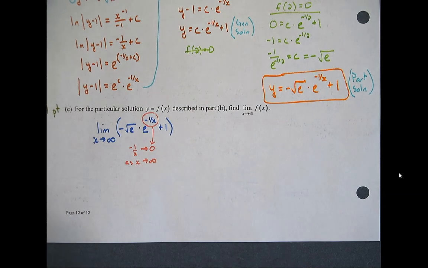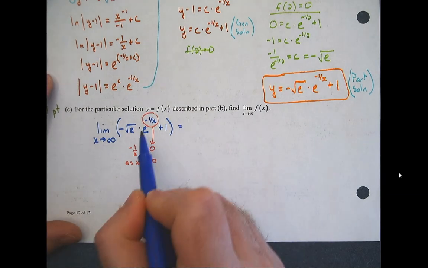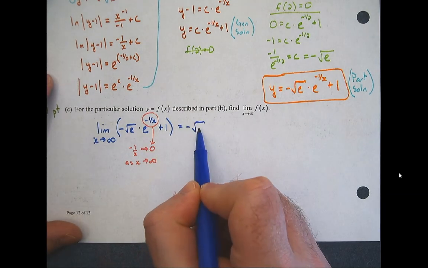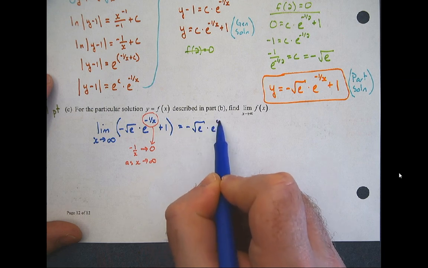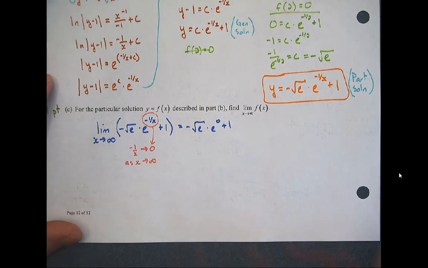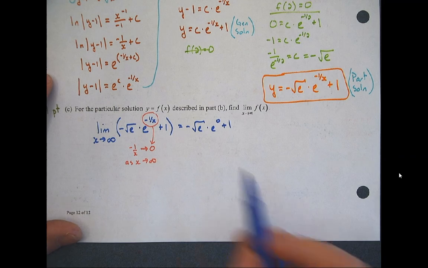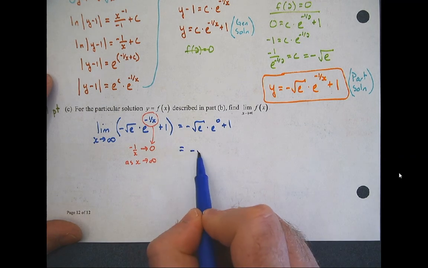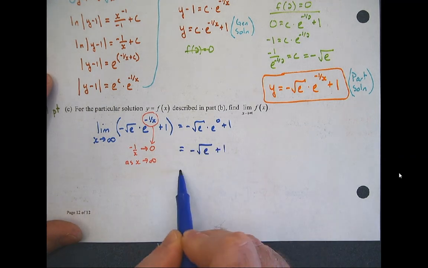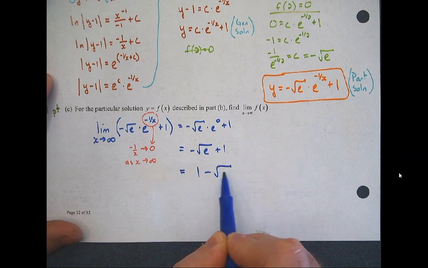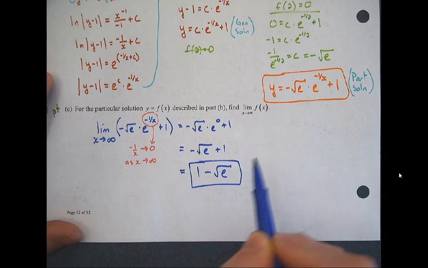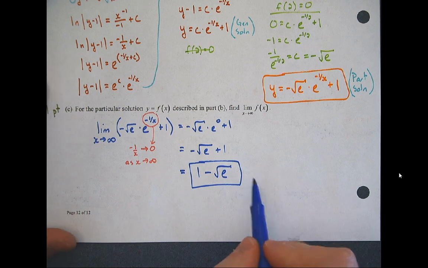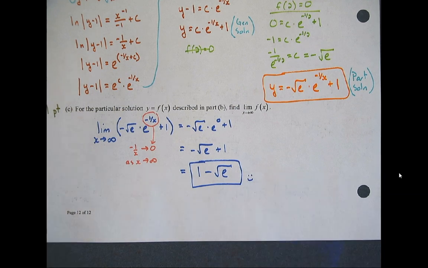So that means that this is basically becoming e to the 0 plus 1. What's e to the 0? Anything to the 0 is 1. So negative root e plus 1. Maybe we want to flip it around to make it look a little nicer. We get 1 minus root e. And we get a nice little smiley face because that's all flipped around and looks like a multiple choice answer.